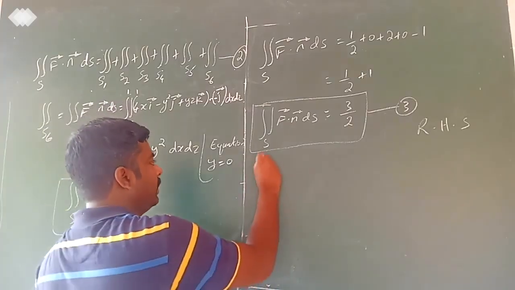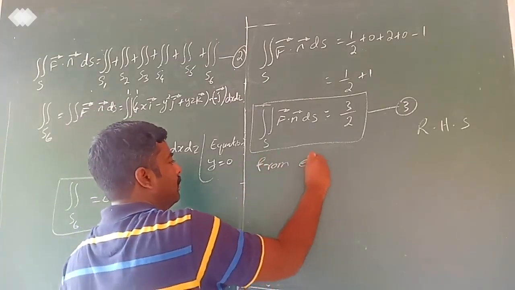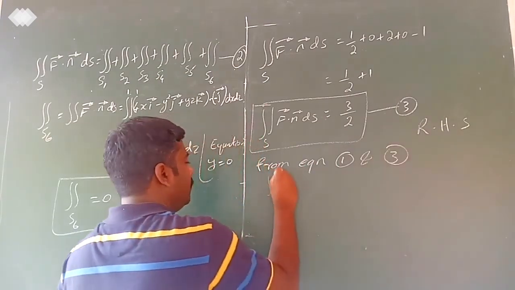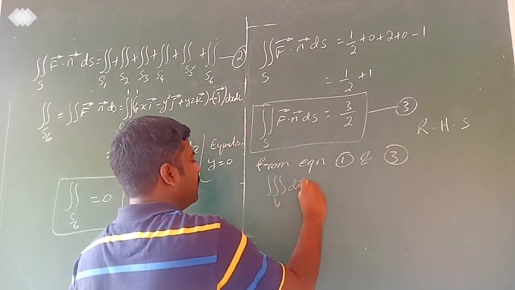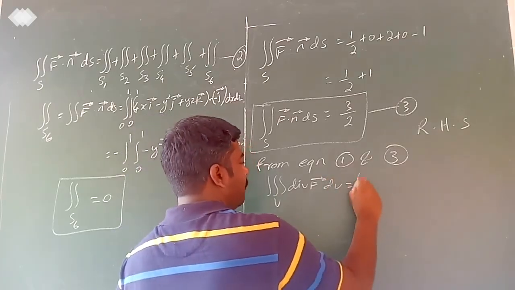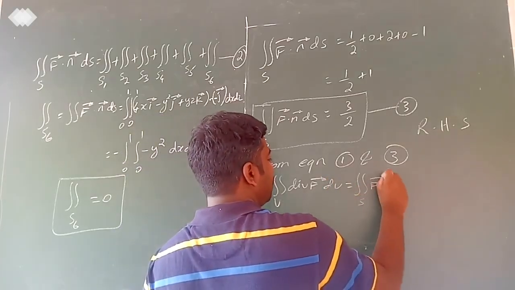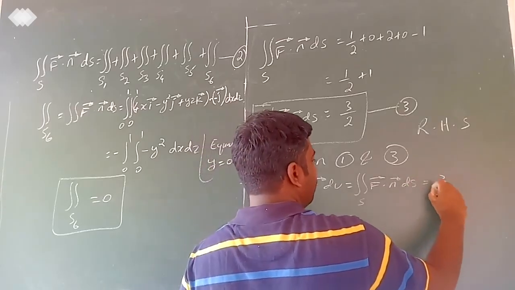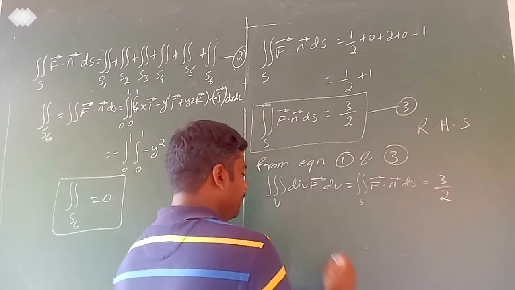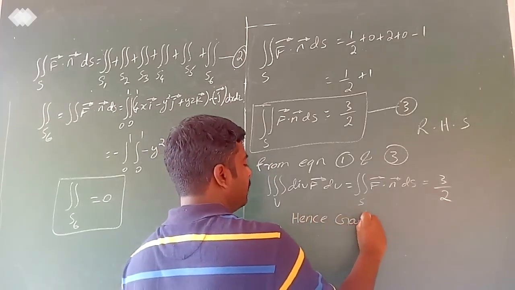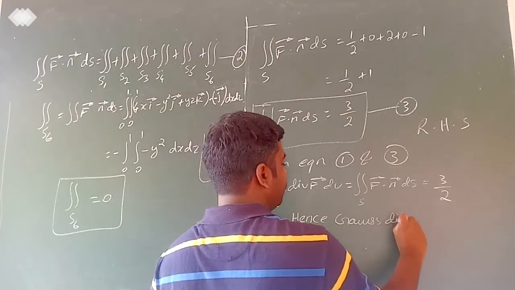So from equations 1 and 3, the triple integral over V of divergence f vector dV equals the double integral over S of f vector dot n vector dS equals 3 by 2. Hence, Gauss divergence theorem verified.